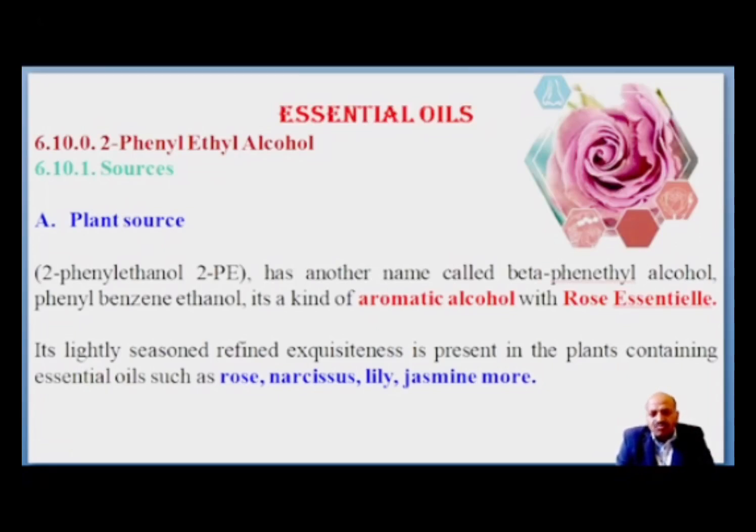So the next one is 2-phenyl ethyl alcohol. This is also another essential alcohol which is obtained from rose buds. You can see the picture, a rose flower. From the rose buds, we can obtain this essential oil, that is 2-phenyl ethyl alcohol. Sources, plant sources. 2-phenyl ethanol has another name, beta-phenyl ethyl alcohol or phenylethanol. It's a kind of aromatic alcohol with rose essence. So it is an aromatic alcohol which is found in rose essential oil. Its lightly seasoned, refined exquisiteness is present in plants containing essential oils such as rose, narcissus, lily, jasmine, and more.